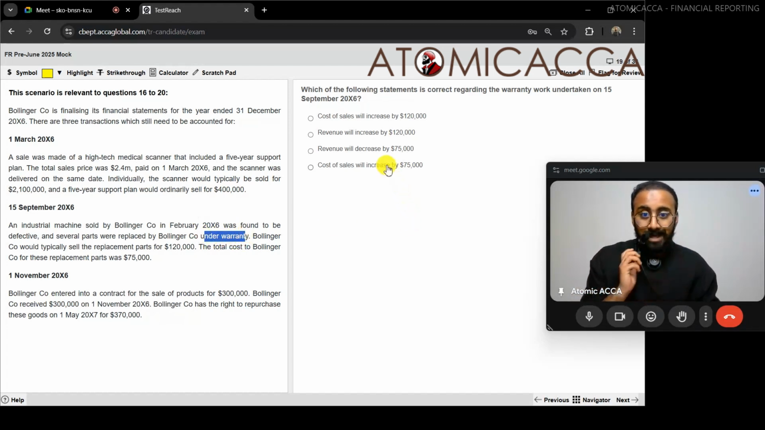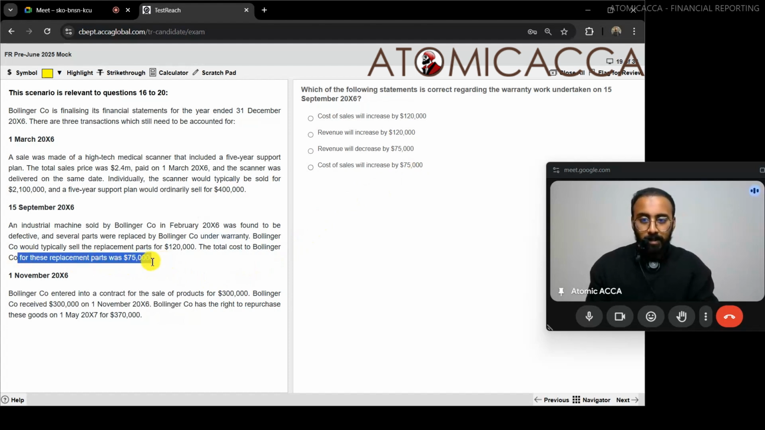So that is out. Revenue will decrease by 75,000. No. Anything related to warranty cost, you have to include within cost of sales. So that is also out. Cost of sales will increase by 75,000, correct? Because that's the cost for replacement parts now that you're giving to the customer. So that is part of your own cost that will increase your cost of sales. So that was quite direct. No complications over there.